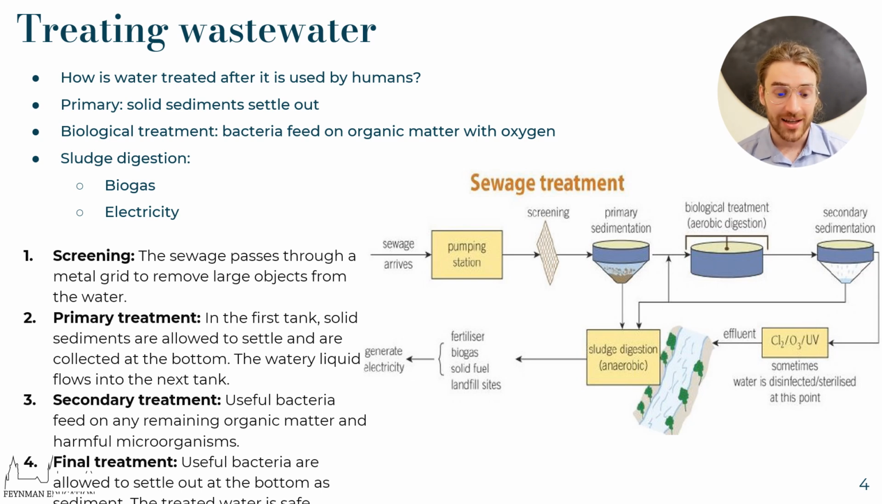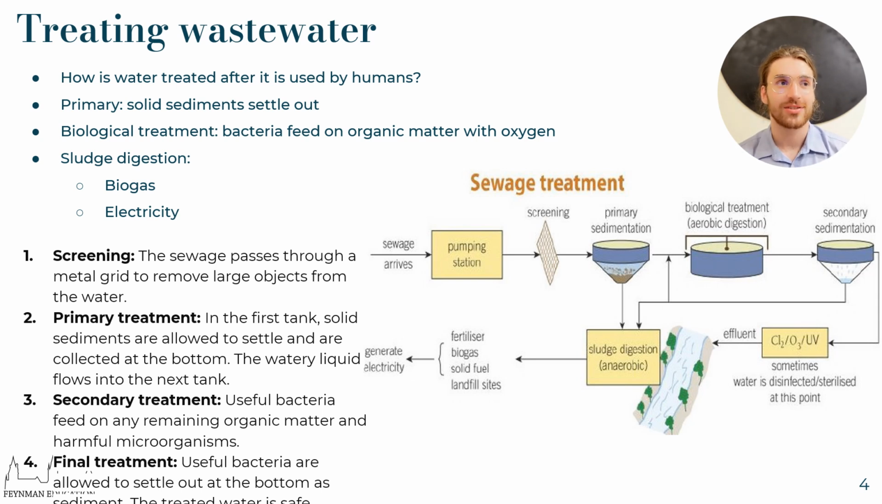We use something called primary treatment, which is the solid sediments that settle out. We're then going to use biological treatment. What this is going to do is use bacteria to feed off of the organic matter and convert it into matter that won't be as destructive to the environment. This is an aerobic reaction, so it has to be in the presence of oxygen with these bacteria. And then we're going to have sludge digestion.